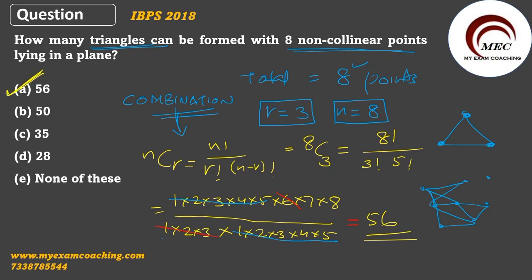8 points are given to you; taking 3 points from them, how many triangles can you make? How many triangles can you make taking 3 points from 8 non-collinear points? Non-collinear means the points are not on one line, not falling on the same line. So we can make different combinations. Then we will use the combination formula. Whenever we have this type of question, we will use the combination formula.